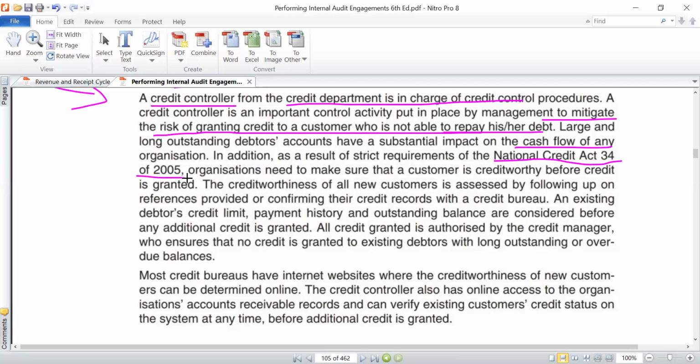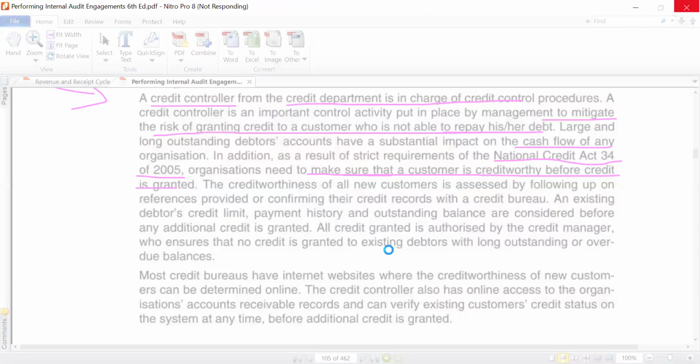So in the process of, for instance, looking for background information about a customer in the credit bureau, all of that is so the credit controller can establish whether a customer is creditworthy before credit is granted to the customer, right? So that's the whole purpose of them following the National Credit Act and, of course, performing background checks on the customer before they actually authorize credit to the customer, right?